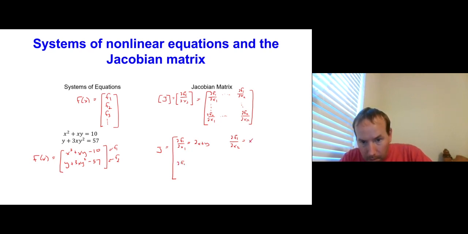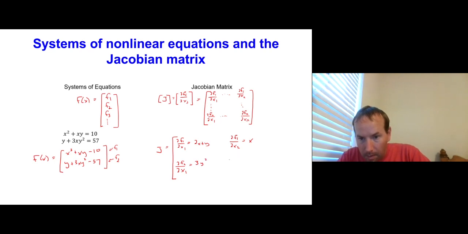Then here we'll be taking the derivative of the second equation with respect to x1. And all you get left is 3y squared. And then finally taking the second term and taking it with respect to y. And so you get a 1 right here, and you get a 6xy off of this term right here.